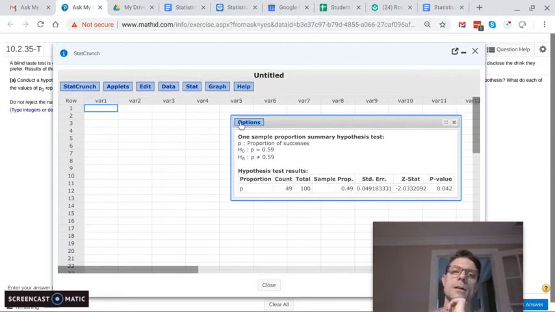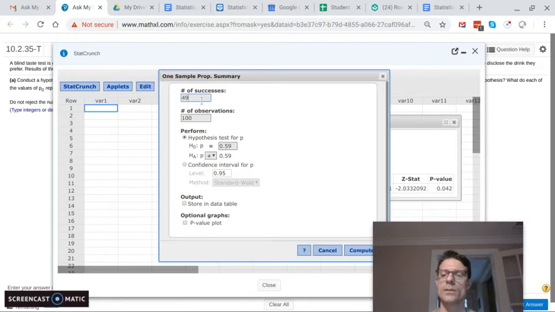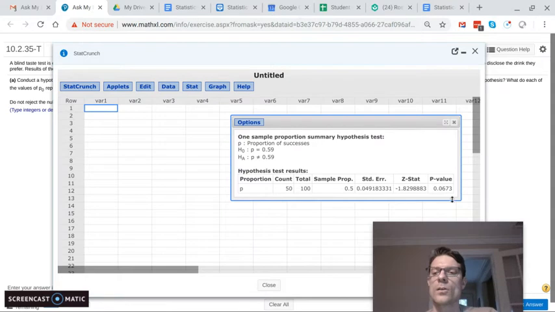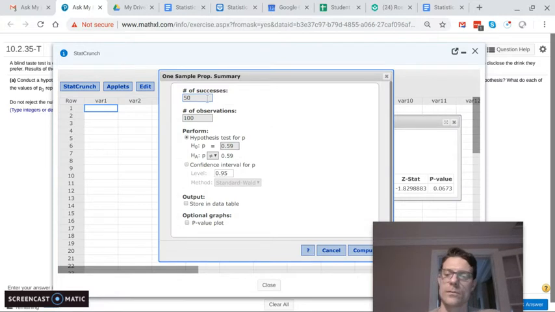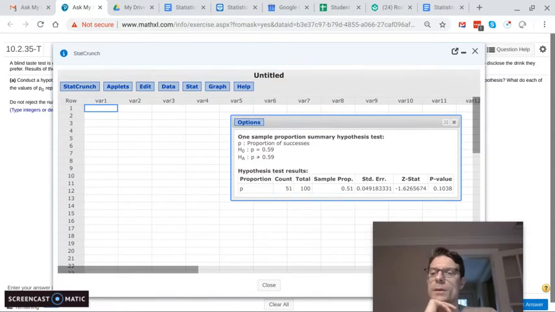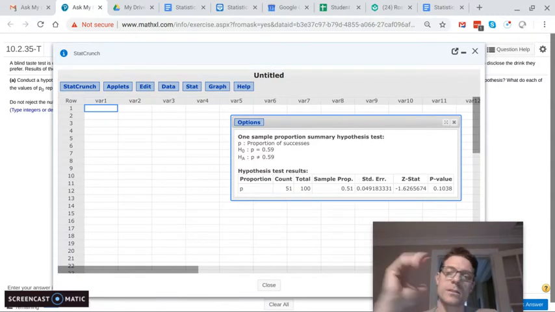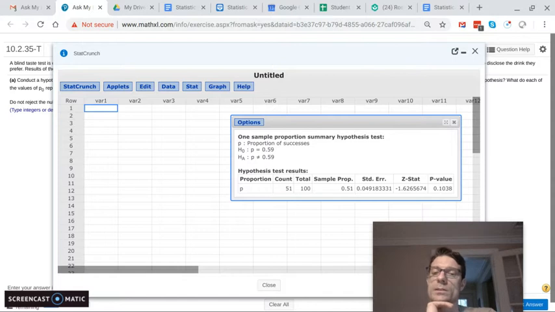What would happen at 50? Edit. Okay, so 50. There the p-value is over 5%, so we do not reject the null hypothesis. And as you'd expect, if you did it at 51, that's even closer to the null hypothesis. Now we're up to a p-value of 10%. We're not going to reject the null hypothesis here.